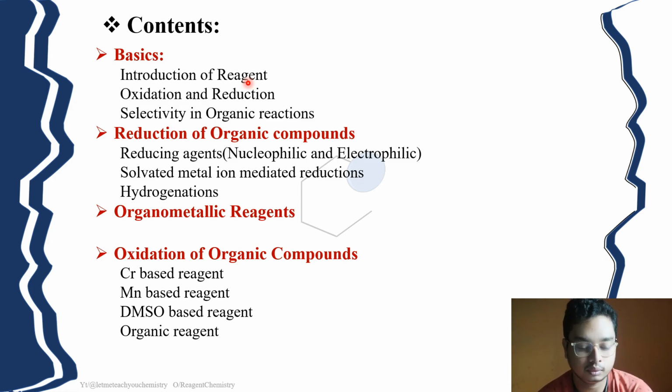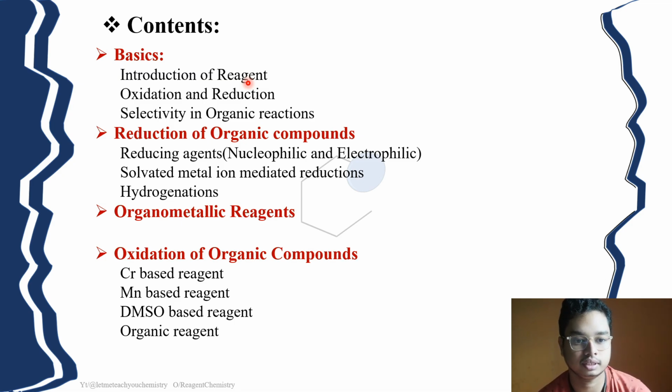Then we'll learn about oxidation and reduction: what is meant by oxidation and reduction from the organic chemistry point of view, as well as how to calculate the oxidation and reduction of a particular group or particular center. For example, in the case of an aldehyde or acid, what is the oxidation number of the carbon center?